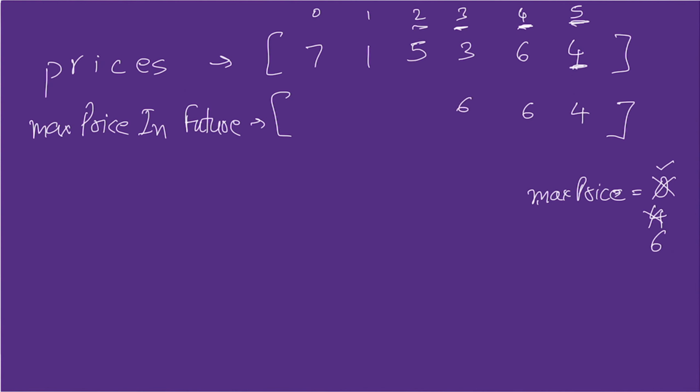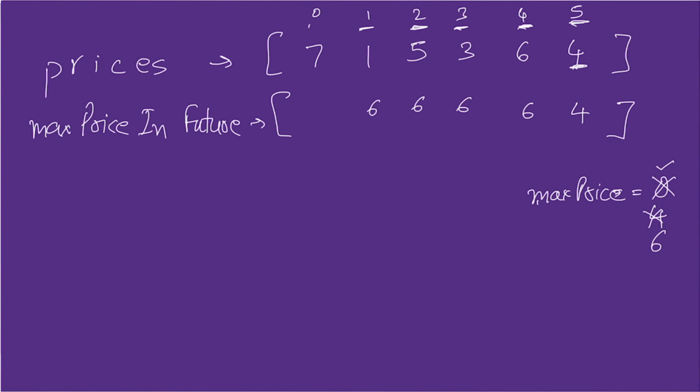Now going to the second index, the price we see here is 5. Again, this price is less than the max price, so we don't update our max price. And again, we can confidently say that in the future, at day 2, the max price we'll ever see for this stock will be 6. And we do the same for the first index, where the price 1 is smaller than max price. So we update our max price in future for the first day to be 6, because that's the value we'll see as max in the future.